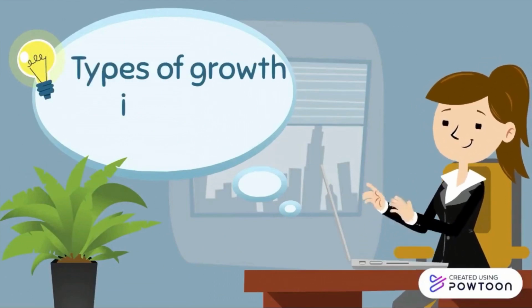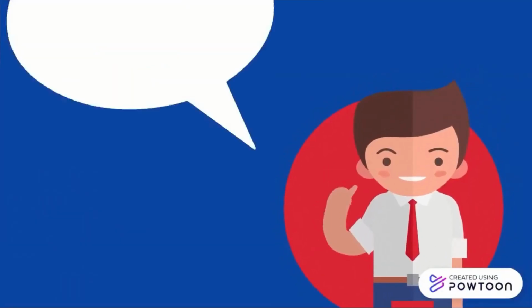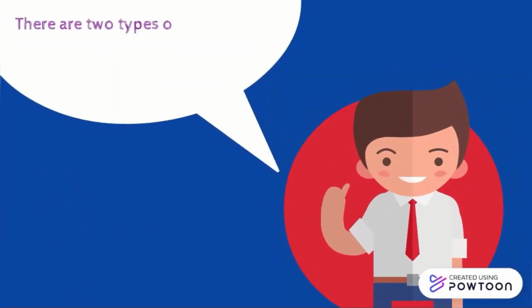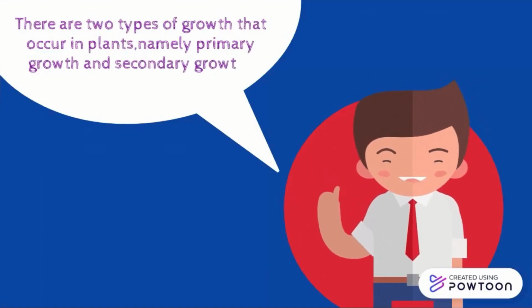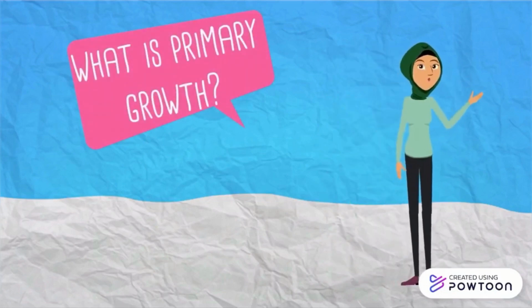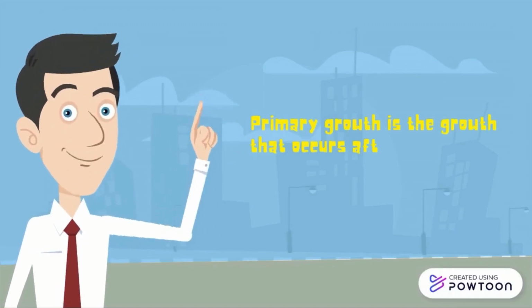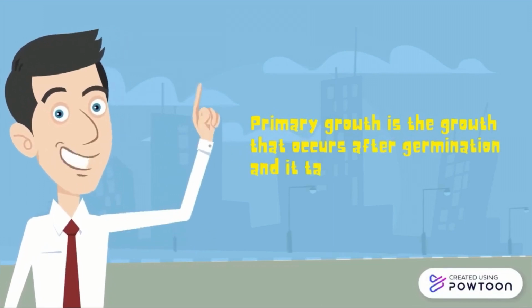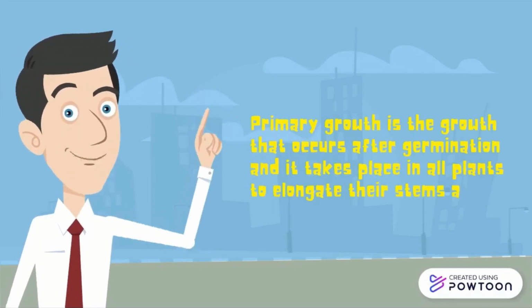Types of growth in plants. There are two types of growth that occur in plants, namely primary growth and secondary growth. What is primary growth? Primary growth is the growth that occurs after germination, and it takes place in all plants to elongate their stems and roots.